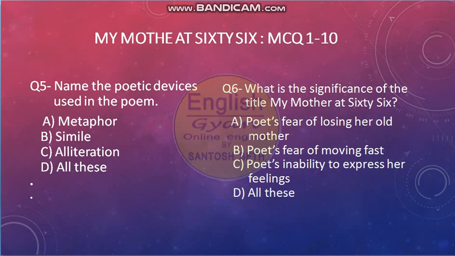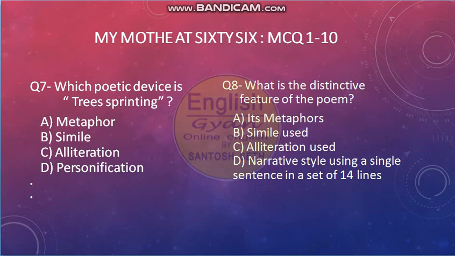Question number 6. What is the significance of the title My Mother at 66? The options are A, poet's fear of losing her old mother, B, poet's fear of moving fast, C, poet's inability to express her feelings, and D, all these. So select the right option. Now questions number 7 and 8 are before your eyes. Which poetic device is "trees sprinting"? The options are A, metaphor, B, simile, C, alliteration, or D, personification.